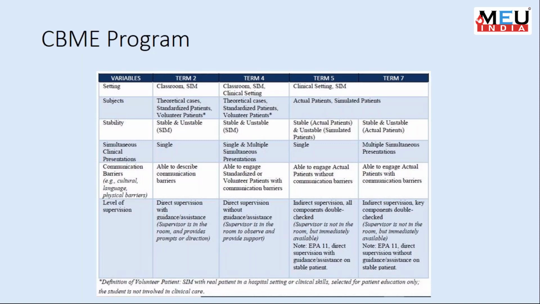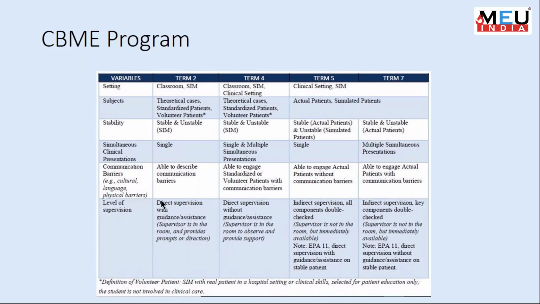And around milestones, there are teaching, learning, and assessment activities going on. You can see over here in this particular table that all teaching, learning, and assessment is happening in a way that students are progressing from a low level to a high level in which they will acquire the skill. So setting over here, you can see from classroom to clinical setting, subjects from theory to actual patient, stability from stable patient to unstable, from simulation to actual patient, single clinical presentation to multiple clinical presentation, communication barrier, you can see over here, he is simply describing that and he is managing that.